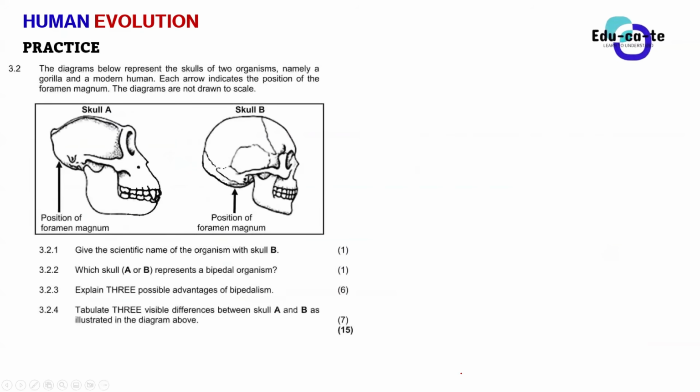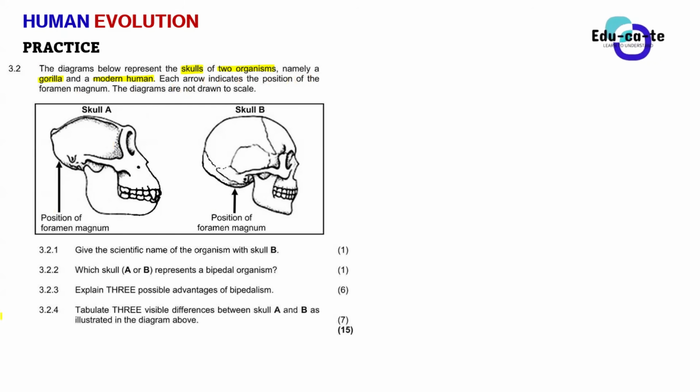Exactly. Okay. Let's look at one more question and see if we can complete it. The diagrams below represent the skulls of two organisms. So we are given skulls of two organisms, namely a gorilla and a modern human. We have not been told which one is which. We have skull A and skull B. So we have to work our way around finding out which one is which, right? Each arrow indicates the position of the foramen magnum.